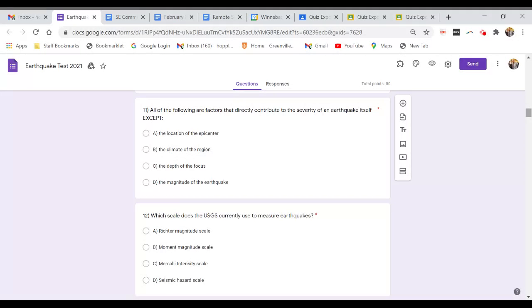Question 11. All of the following are factors that directly contribute to the severity of an earthquake itself except the location of the epicenter, the climate of the region, the depth of the focus, or the magnitude of the earthquake.